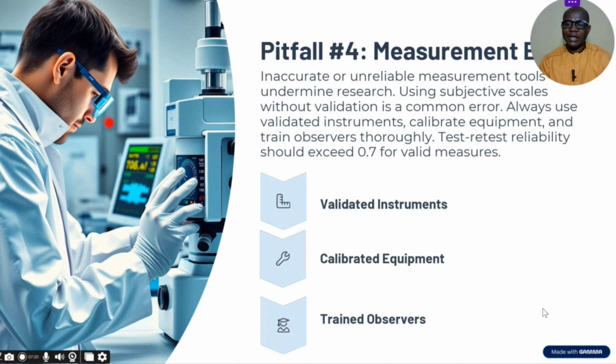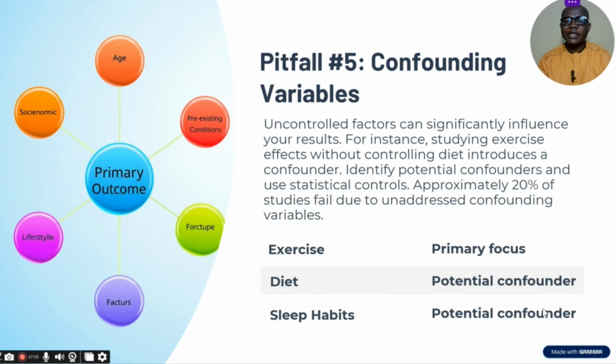So number one, the instrument needs to be validated. More importantly, if we are using a subjective tool or instrument, it should be properly calibrated. And the people that will be involved in the sample collection must be adequately trained so that they can ensure proper collection of data. And we can also reduce what we call observational bias. Now, the next pitfall we talk about is confounding variables.